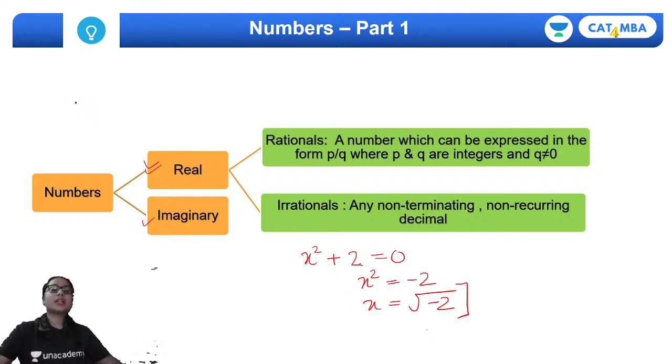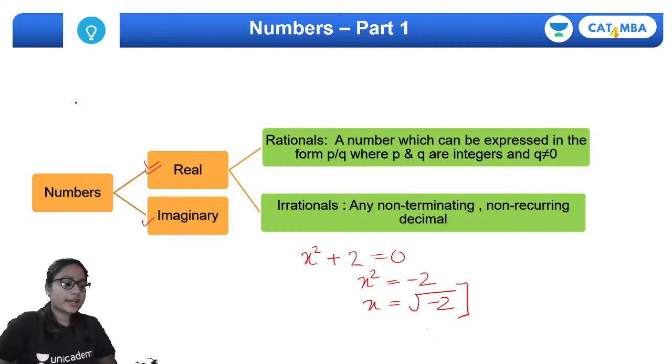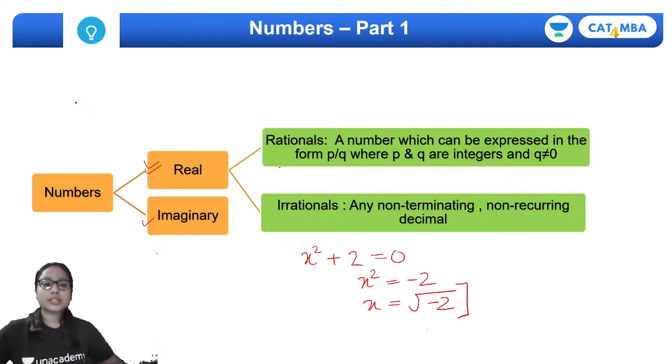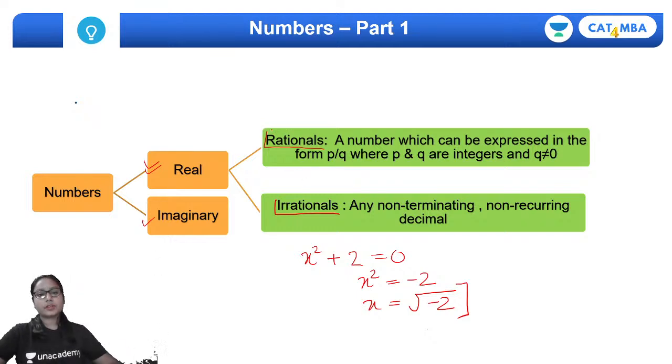All the numbers which are not imaginary come under the category of real numbers, and we'll be discussing real numbers in detail. Real numbers can be divided into two categories. The first category is rationals. The second category is irrational numbers. This is very important. Let us understand the meaning of a rational number. When I say that x is a rational number, what do I mean? A number which can be expressed in the form of p by q, where p and q are integers and q is not equal to 0, is called a rational number.